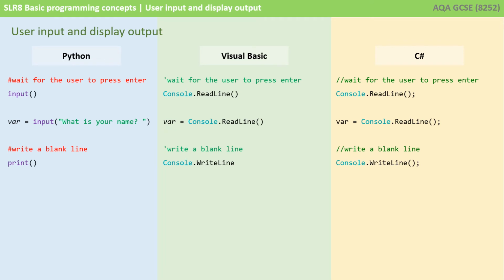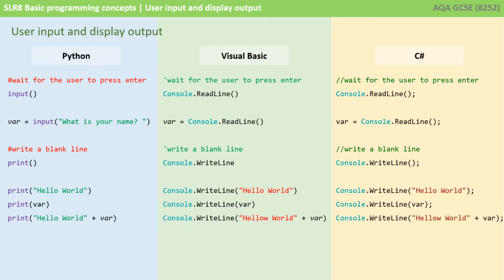You also have the option simply to print out a blank line to the screen, and you can see the three different ways of doing that in the languages here. We've got a few other variations here. So the first one simply prints out whatever is written between the double quotes, and obviously that's a string. You could also supply a variable in the brackets here after the print or write line command, and that will print out the contents of that variable.